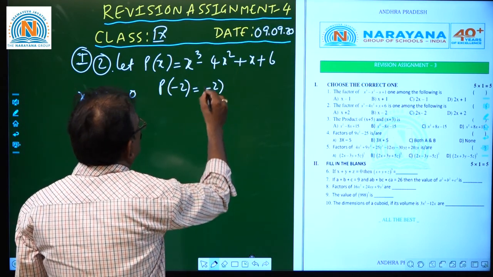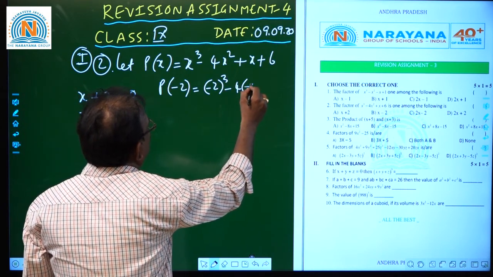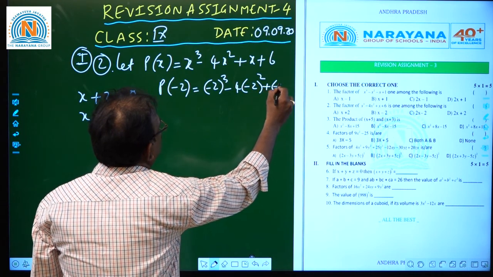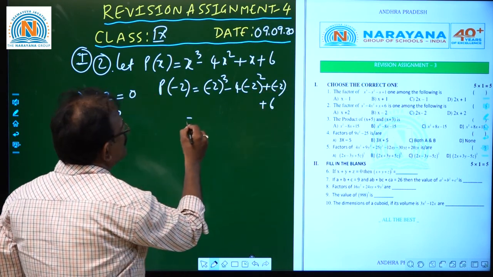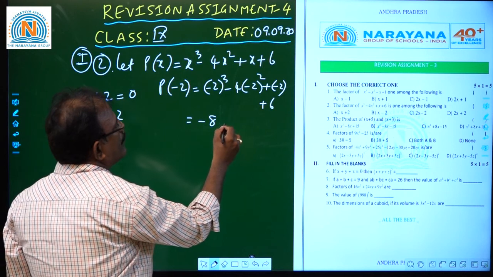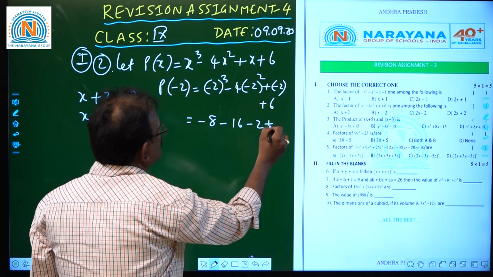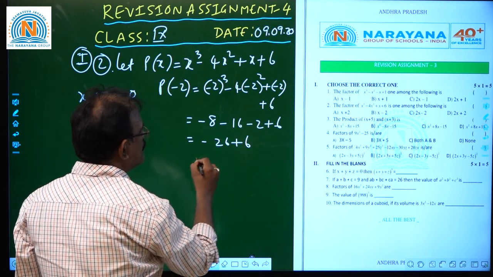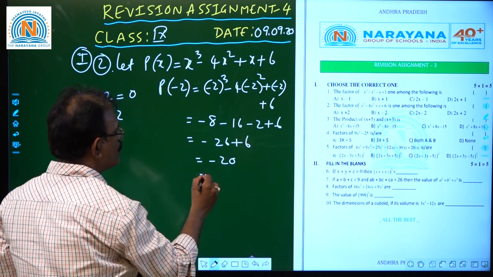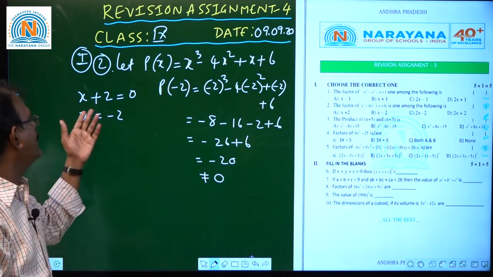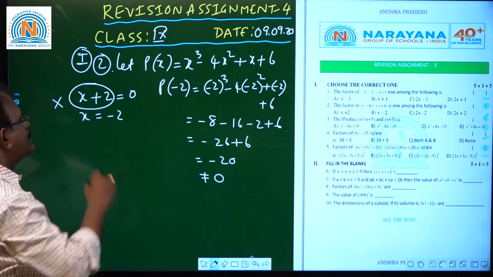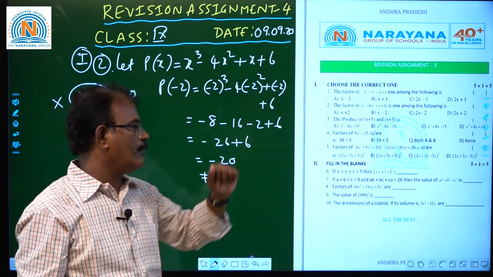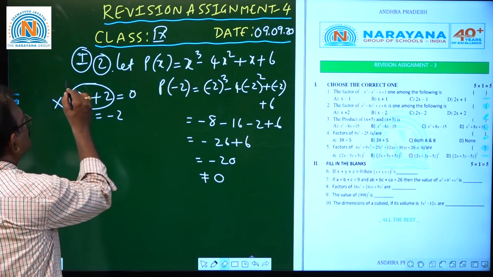So minus 2 whole cube minus 4 into minus 2 whole square plus minus 2 plus 6. This is minus 8, so minus 16 minus 2 plus 6. So this is minus 26 plus 6. Finally this is not equal to 0. So we can say x plus 2 is not a factor of the given polynomial. So go to the second option.